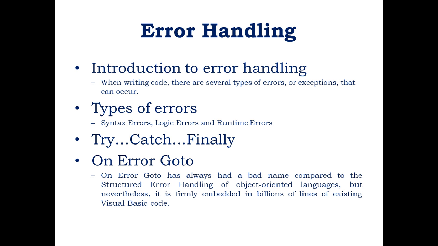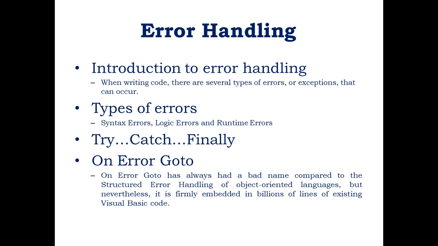So the next topic moves to error handling, an important topic: introduction to error handling. When writing code, there are several types of errors or exceptions that can occur. For example, the types of errors: syntax error, logical error, and runtime error. Try catch finally, that topic will be discussed later.